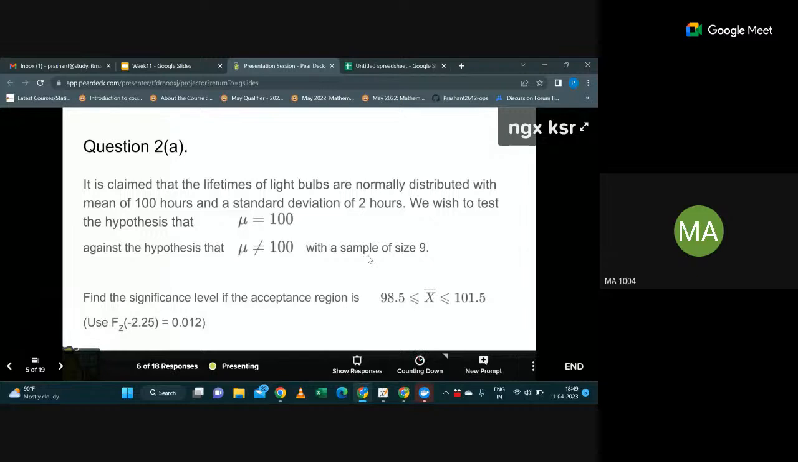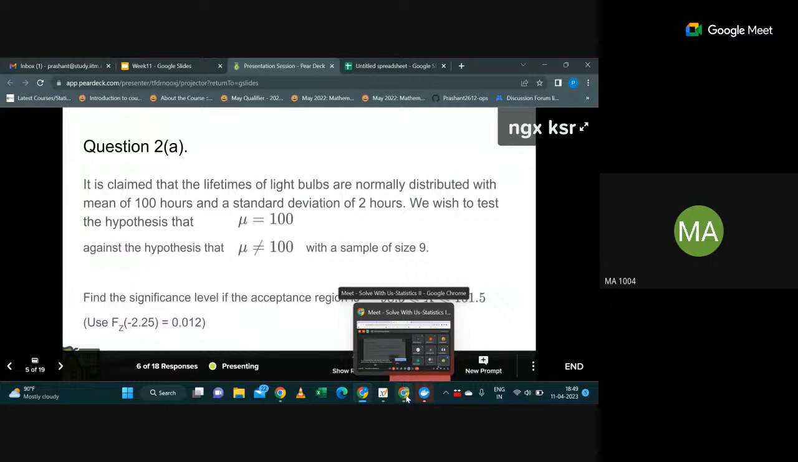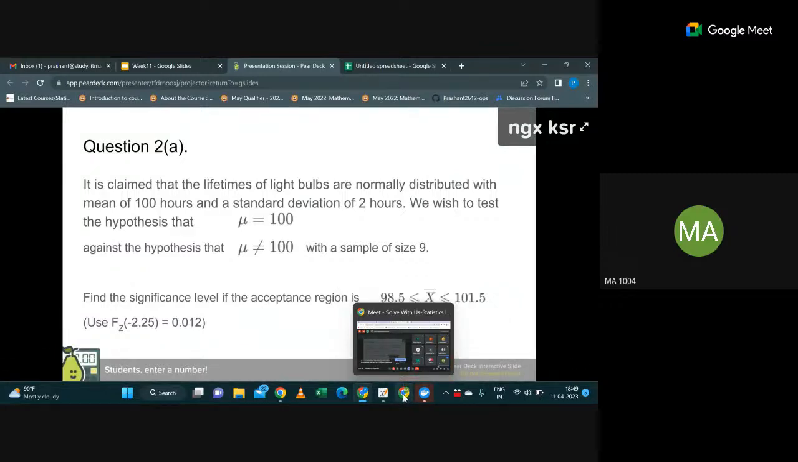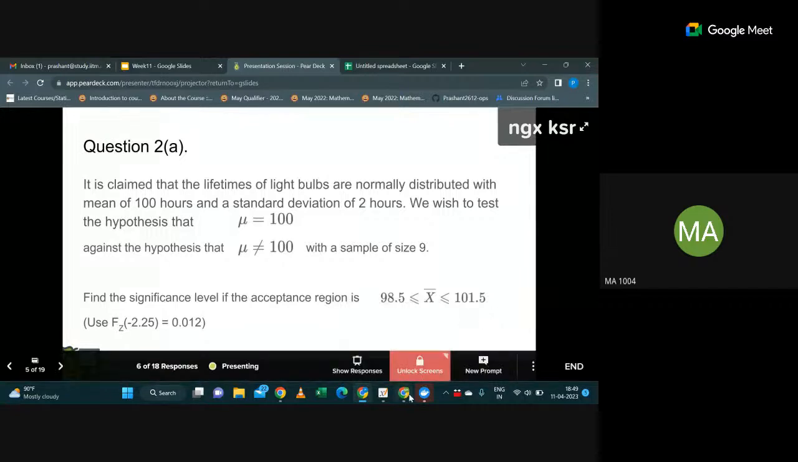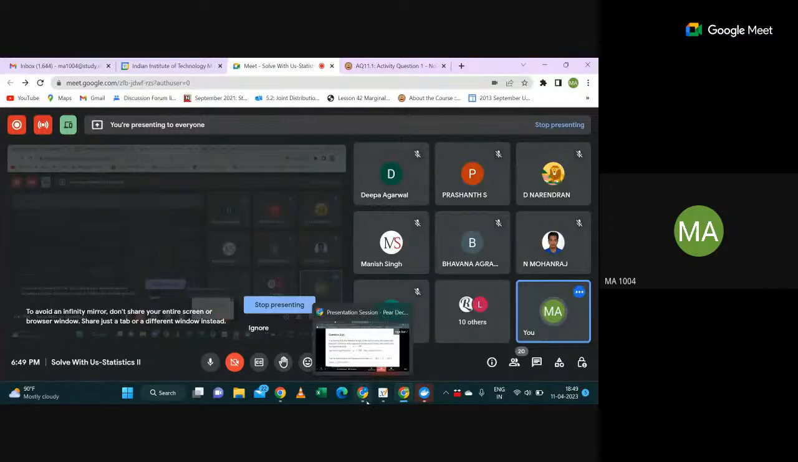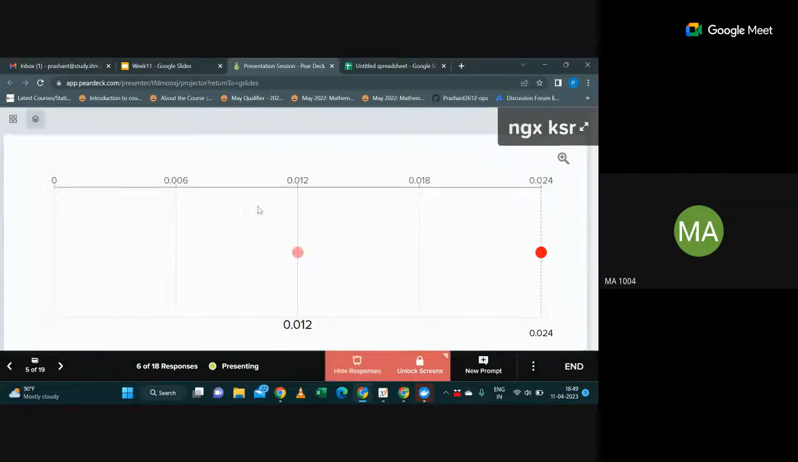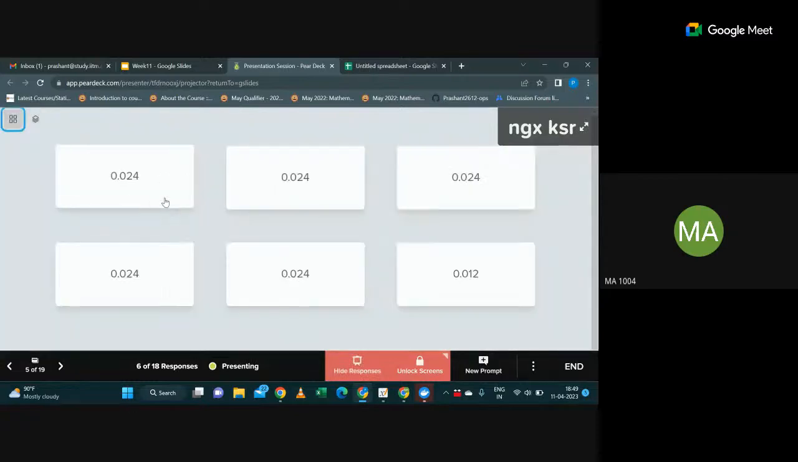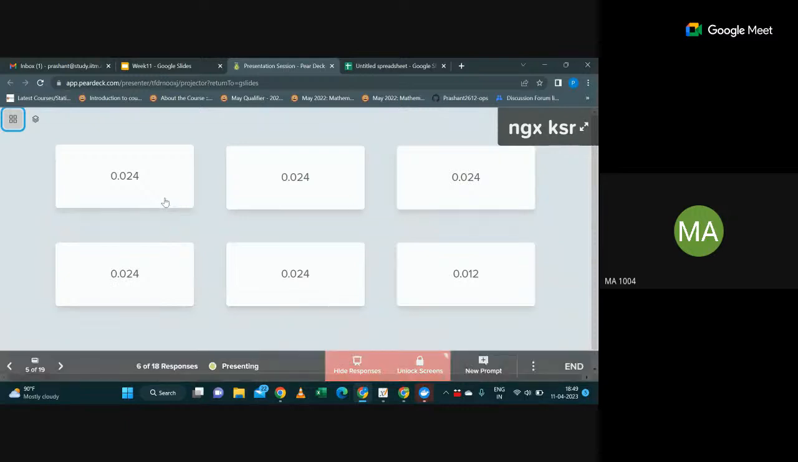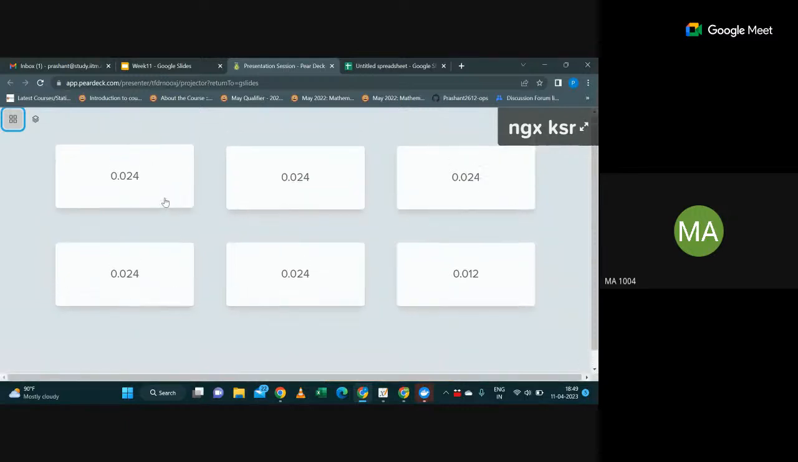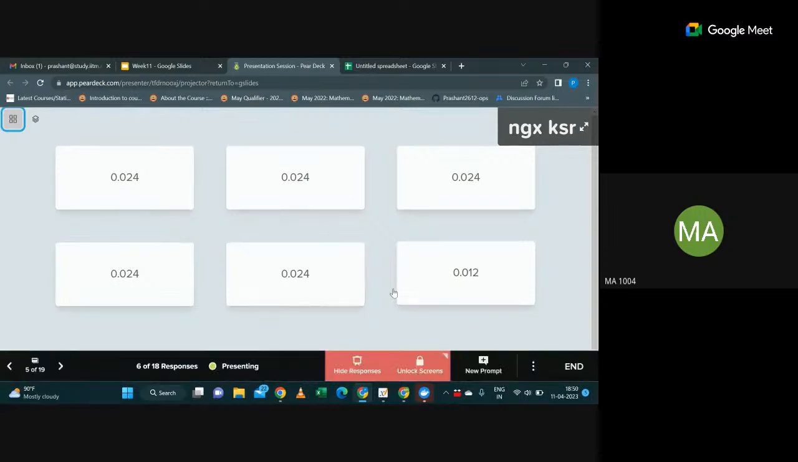Should we proceed, or is any one of you still trying? I have received only 6 responses from outside. Is anyone still trying, or should we proceed? Someone is saying 0.024. So one answer is 0.012 and the rest of the options are the same.